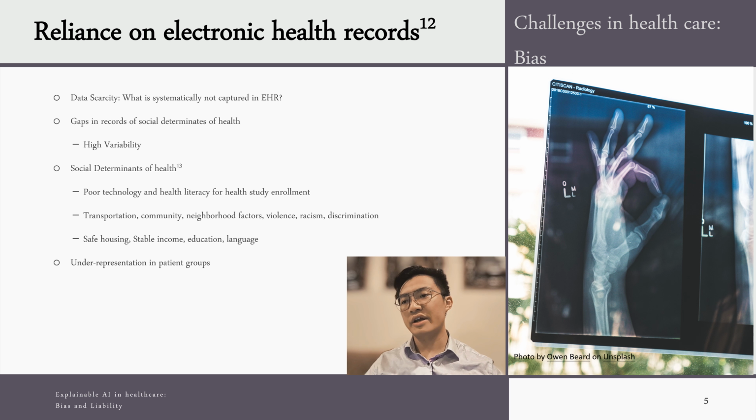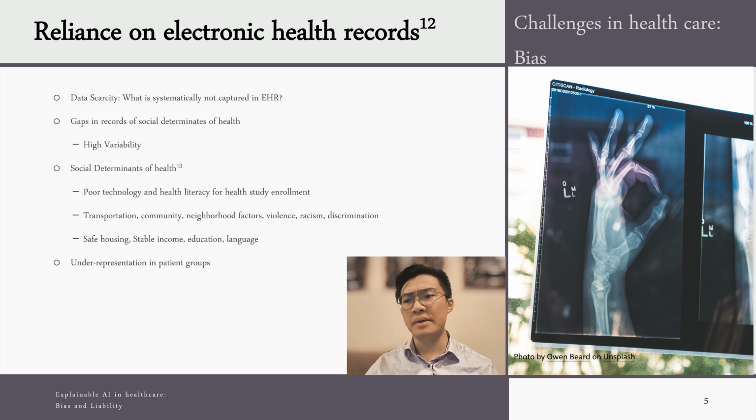Reliance on electronic health records. Most of the healthcare research relies in one form or another on electronic health records. However, the problem with electronic health records is that it does not evenly capture data from all groups. There is a problem of data scarcity, and when working with EHR, we must be aware of what data points and what groups are systematically not captured. Another challenge is that many social determinants of health are not captured or captured at high variability. These can be important extraneous variables.